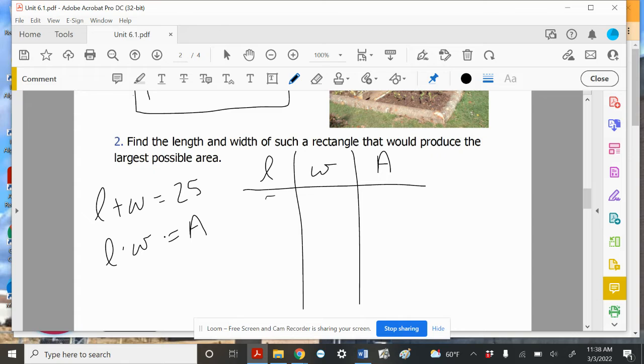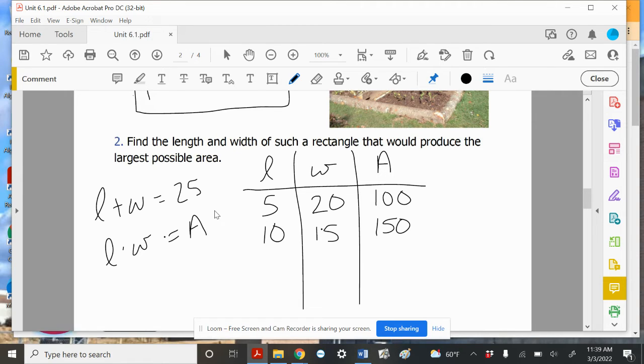So for L, let's try 5. If L is 5, then 5 plus W has to equal 25, so W has to equal 20. If I multiply these two together to get the area, I get 100. Let's pick another number. Let's try 10. So when L is 10, 10 plus what equals 25? That would be 15. And then multiply them. 10 times 15 is 150. Okay, let's continue to go.